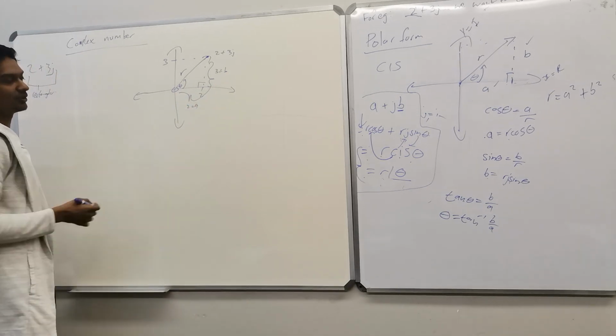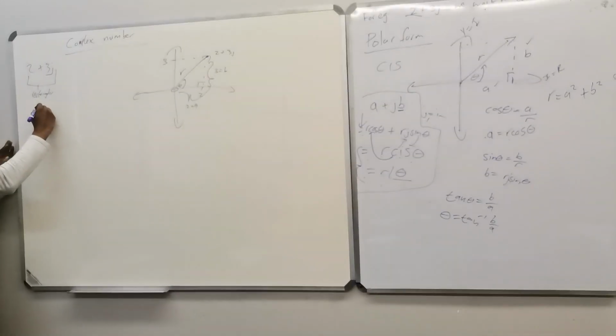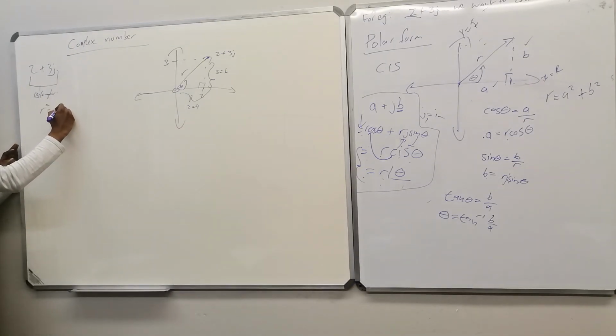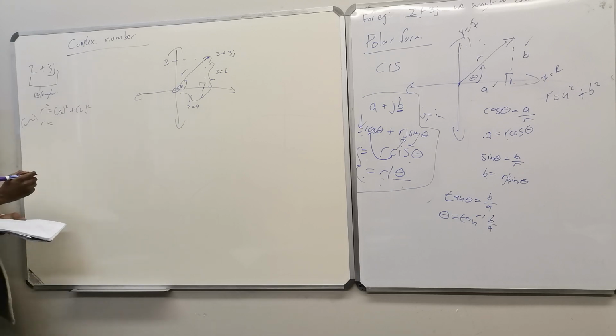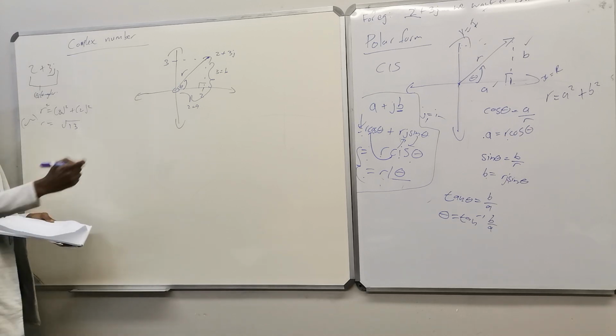Let's calculate our resultant first. How do we calculate our resultant? R squared equals 3 squared plus 2 squared. Put it in the calculator. Square root of 13. So we got our resultant.